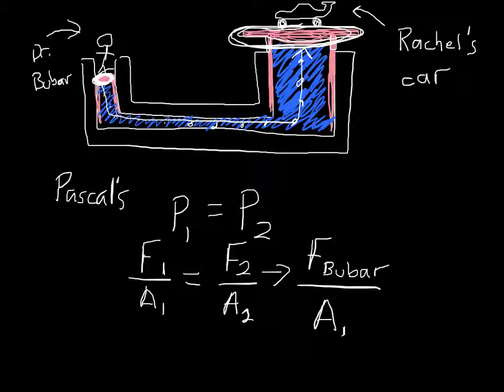If the force of Bubar is much bigger than the area, then we end up with a big number over here, and that means that we'll end up with a big F2 that we can lift up on the other side of this hydraulic press, divided by whatever area we have of our second plate. So let's do a numerical example. Let's figure out what kind of force we can lift up.